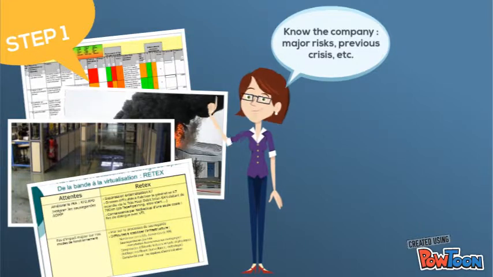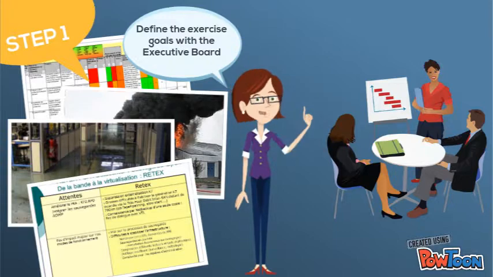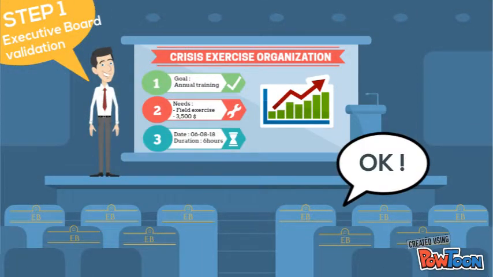Define in common with the head office the objectives of this new exercise. Which type of exercise, which resources and which strategy. Validate the objectives by the executive board.